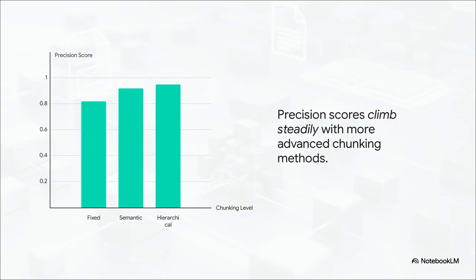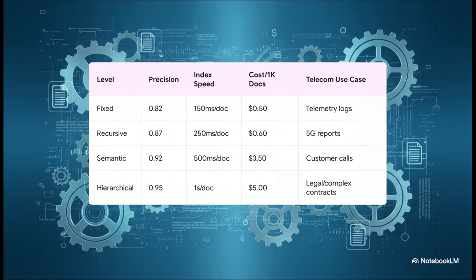As you go up the ladder from fixed size to hierarchical, the precision score just keeps climbing. It's a perfect visual of how much accuracy you gain with the smarter techniques. And this table, this is your cheat sheet. It lays everything out all in one place. You've got the level, the precision score, the speed, the cost, and a great use case for each one. This makes it so much easier to match the right strategy to what you actually need to do.